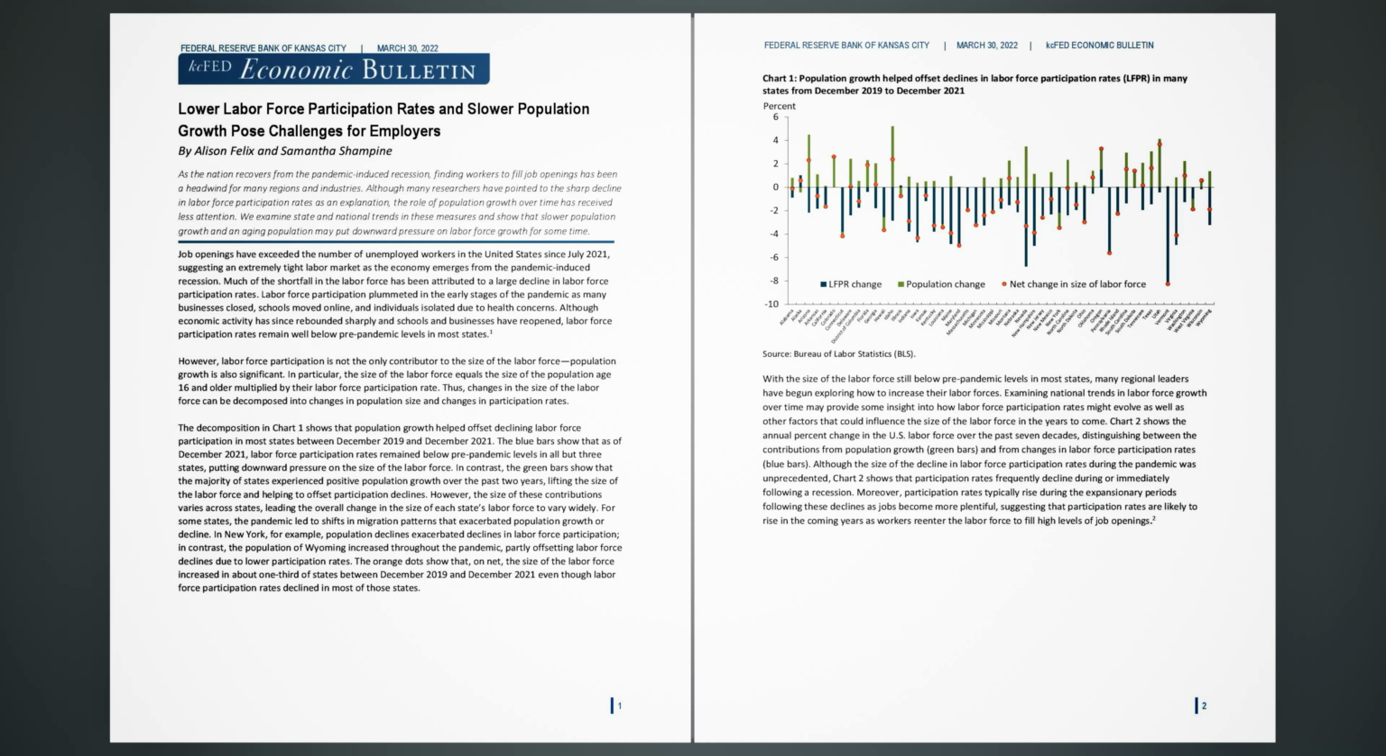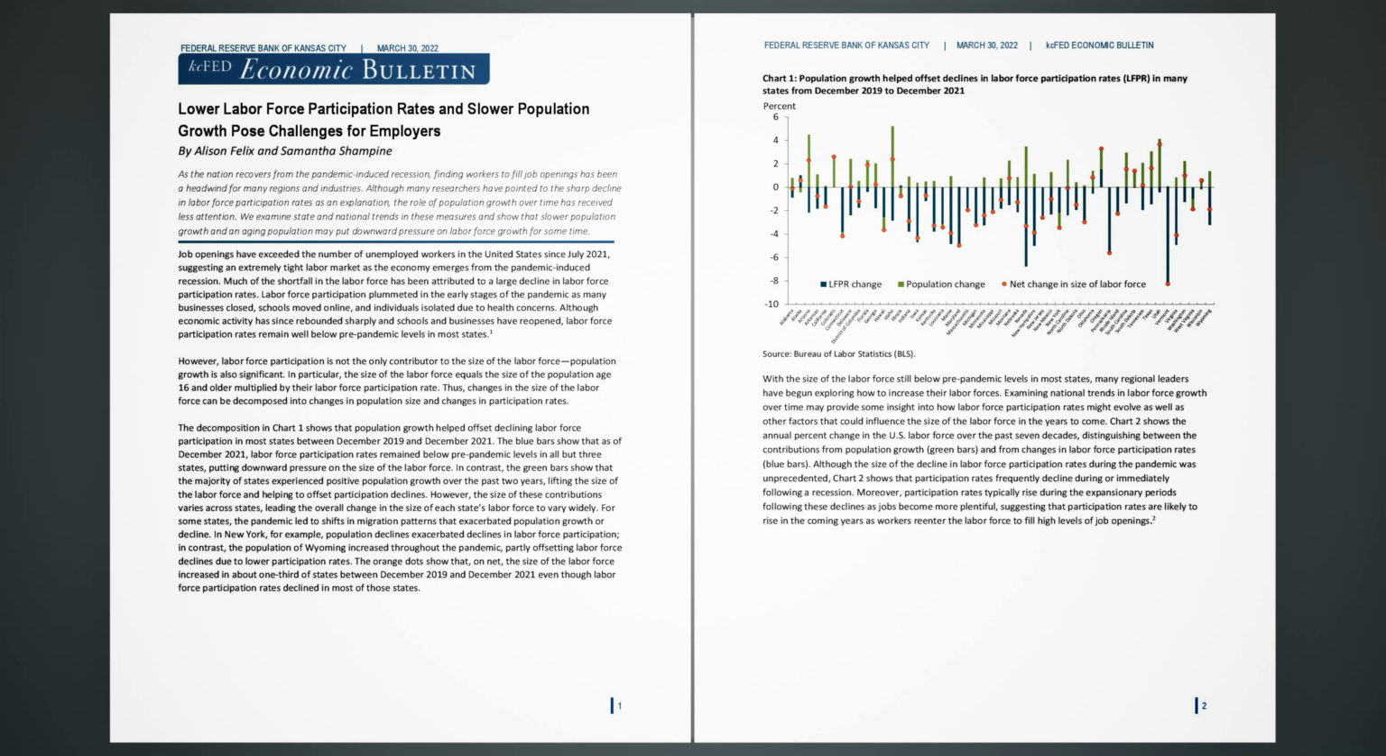Although many researchers have pointed to the sharp decline in labor force participation rates as an explanation, the role of population growth over time has received less attention. We examine state and national trends in these measures and show that slower population growth and an aging population may put downward pressure on labor force growth for some time.